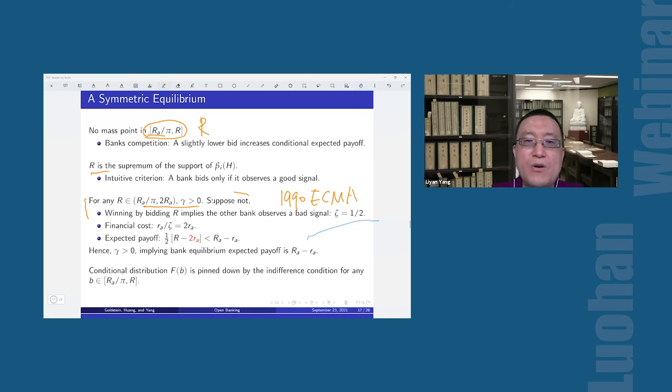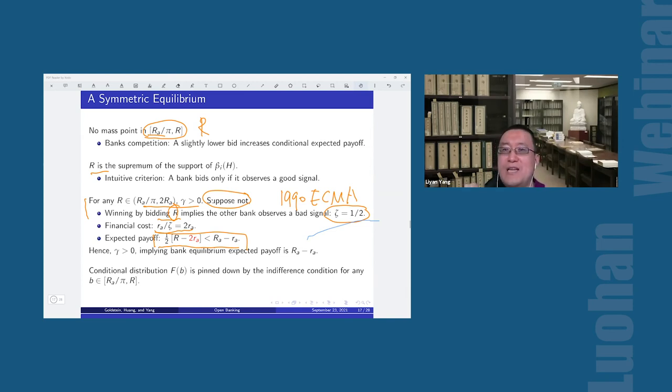Now suppose the bank does not randomize, and think about what will happen. If you bid R, that implies the other bank observed a better signal, because the other bank also bids with some probability if it sees a good signal. So if you can win with this very high value, the other bank must have seen a better signal. And now the funding cost will change to this one, and you can see the expected payoff. We can show it will be lower than the reservation value. So this contradiction argument shows that these banks will randomize.